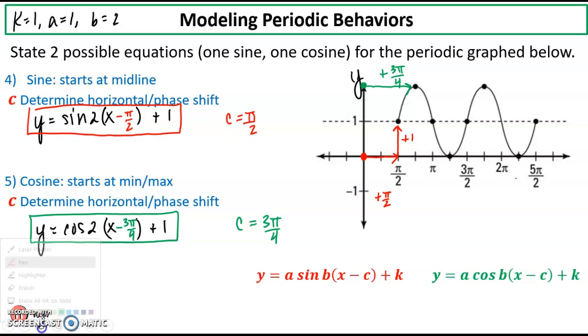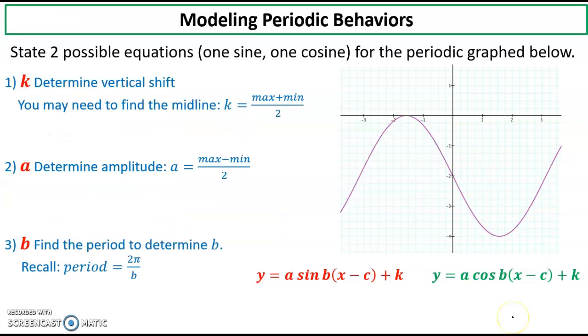For the sine graph, you're looking at how far I have moved from 0, 0. For the cosine graph, I'm saying how far have I moved from 0, 1. So the sine goes from the origin, and the cosine goes from the point 0, 1. I'm still moving to the right 3 pi over 4, and I'm moving up 1. But that plus 1 was verified when we found the value of K. All right, I'm going to try and get to this last example.